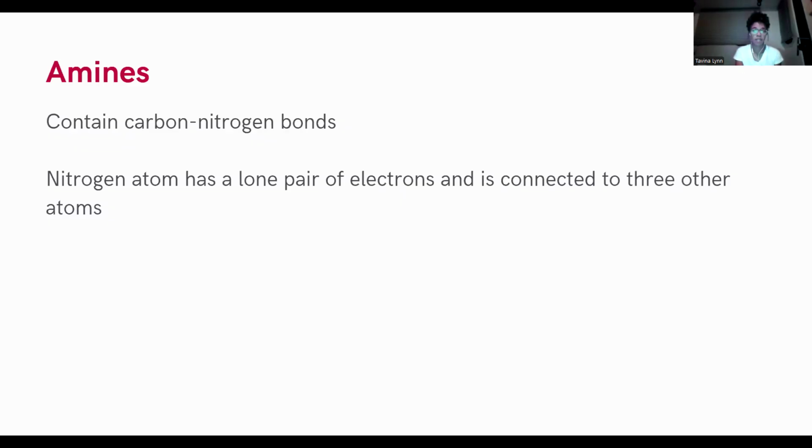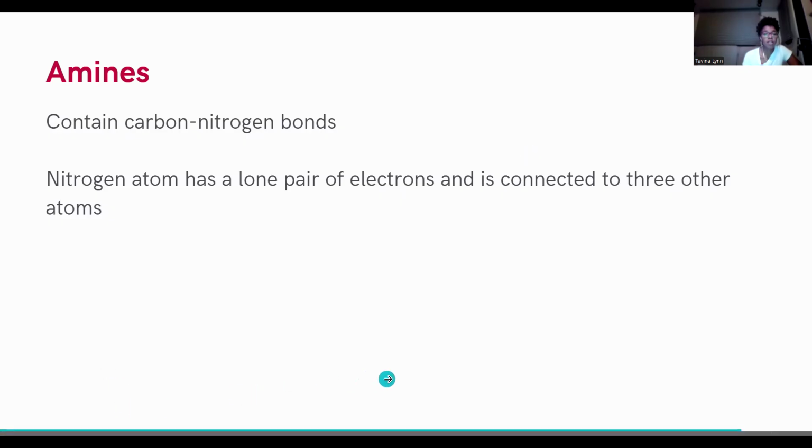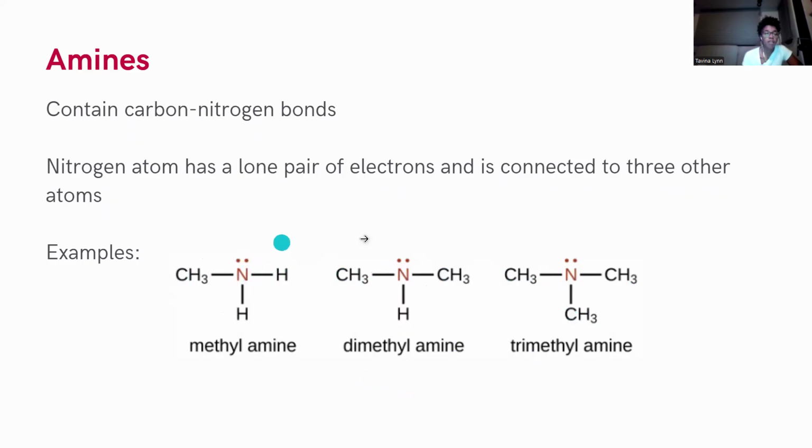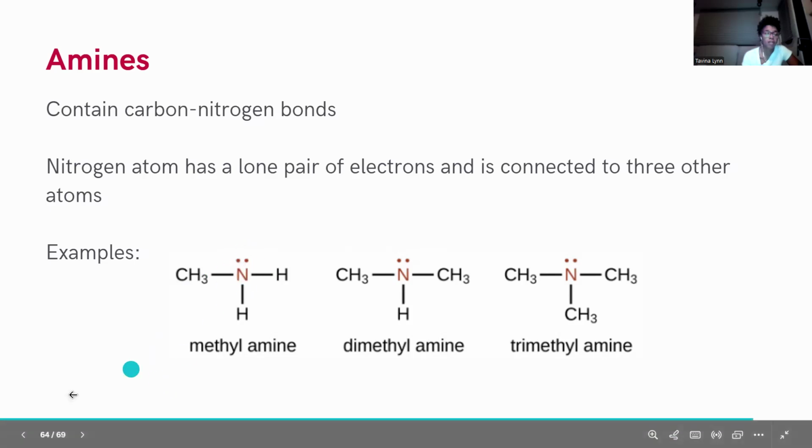Amines. Let's talk about amines. So these are molecules with carbon-nitrogen bonds. The nitrogen has a lone pair of electrons and it's also connected to three other atoms. So here are some examples. We've got methylamine, dimethylamine, or trimethylamine. Notice nitrogen in each of these has a lone pair of electrons, which makes it reactive, right?